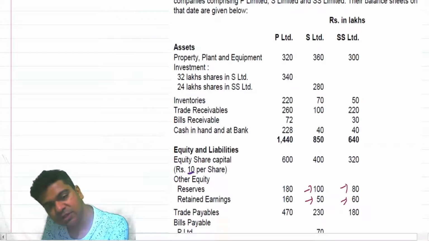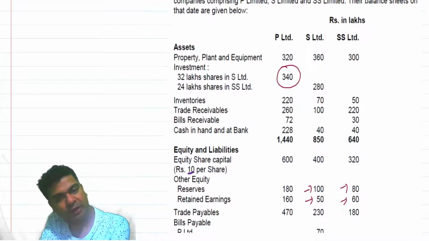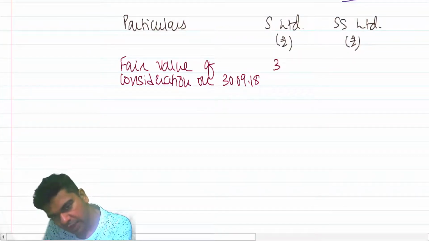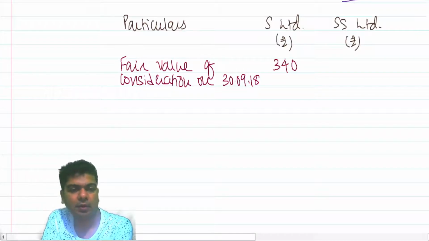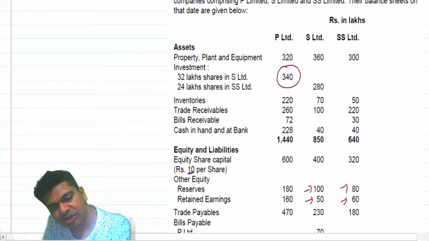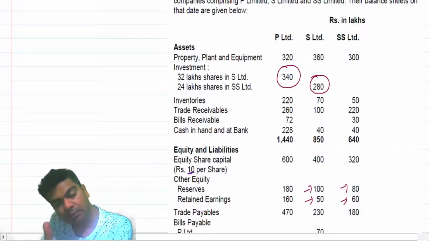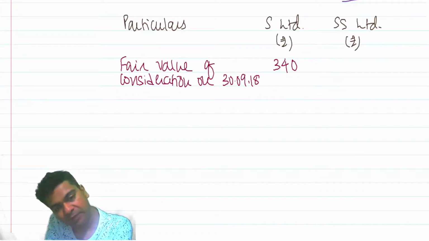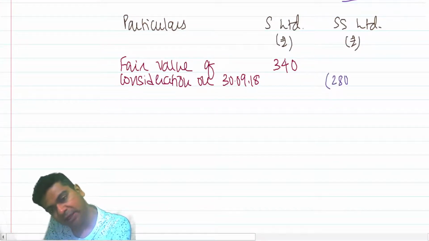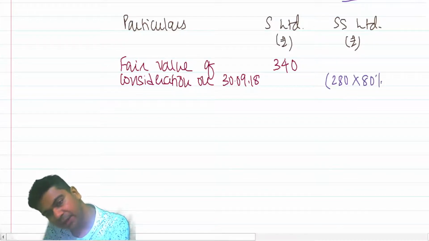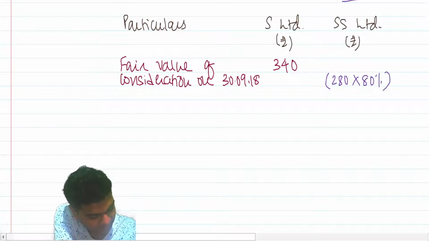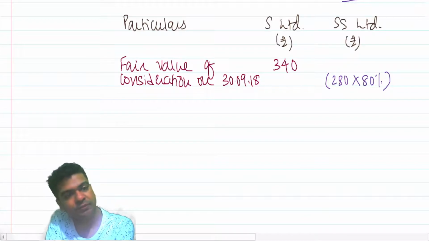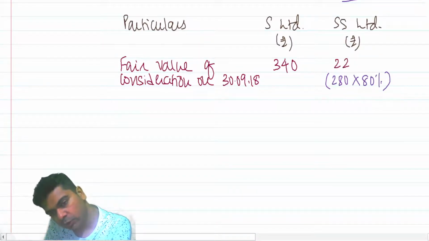P Limited has purchased the shares of SS for 340. So I apply 340 over here. And S has purchased the shares of SS for 280. But be careful here. We will not put 280 over here. We will say 280 and multiply this by 80%. I'll just explain to you in a moment why we are doing this. So we are getting 224.